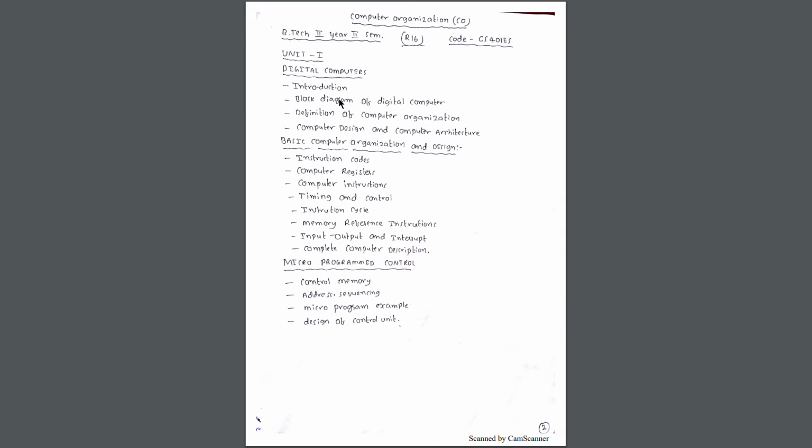In the first unit, the syllabus is divided into 3 parts: the digital computers and basic computer organization and designing, and microprogrammed control. Sorry, in the first unit, there are three topics and there are subtopics in each topic. So let's see the first thing, digital computers and introduction to it. Let's discuss that.